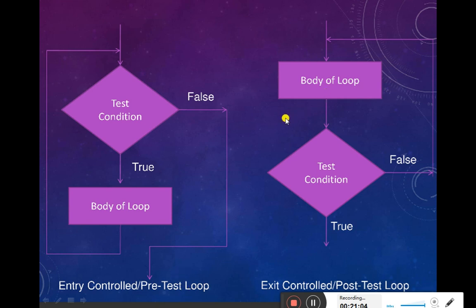In an exit controlled looping statement, first we execute the body of the loop, then at the end we do the condition test. If the condition test is true, we go back for the execution of the body again. If this is true, we go back for the condition test again and execute the body of the loop again. If this is false, we come to the end of the loop.